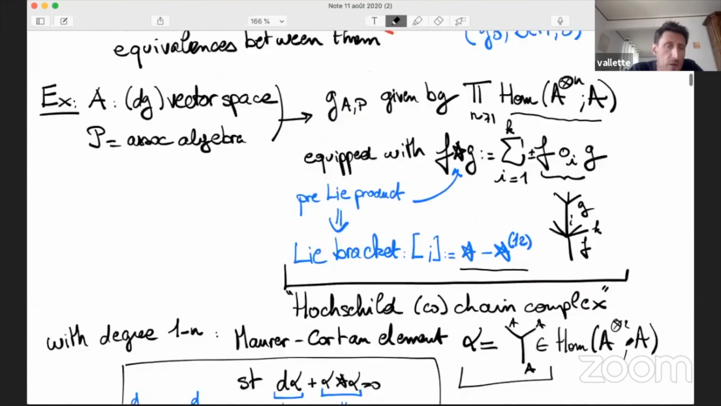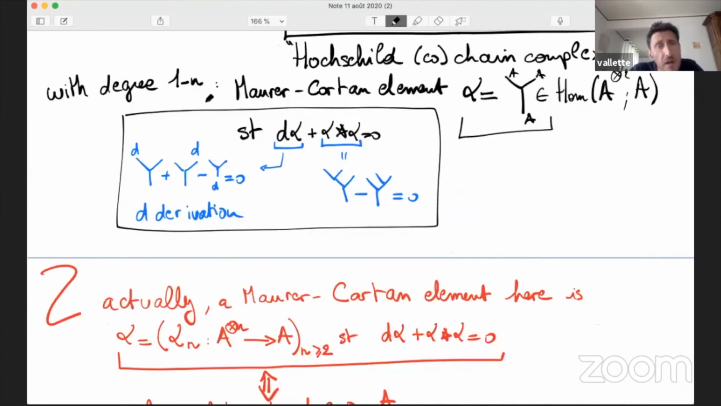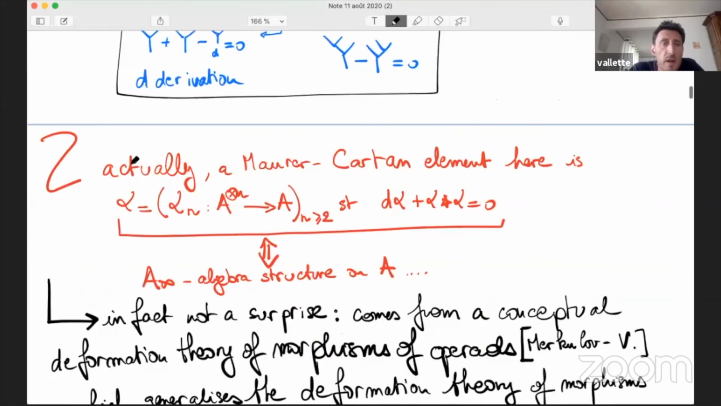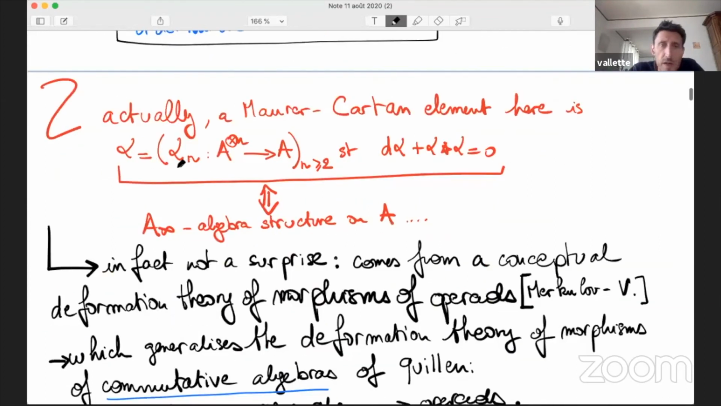I have been not cheating, but I looked not at all Maurer-Cartan elements. I said, well, if I restrict to this degree, I get that. But in general, if I take the degree of A and the induced degree on the Hom space, what I do get is that a Maurer-Cartan element is made up of a collection of maps for any n, which satisfies the Maurer-Cartan equation.